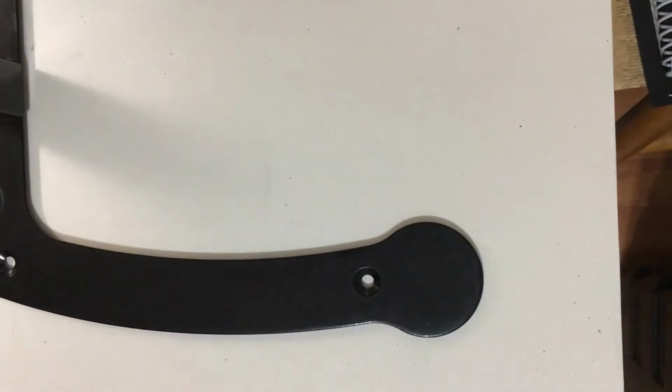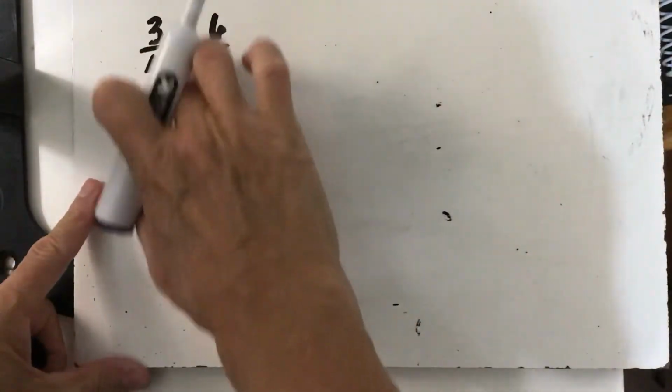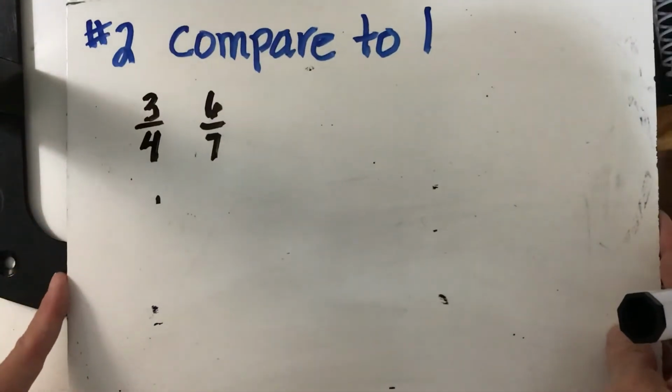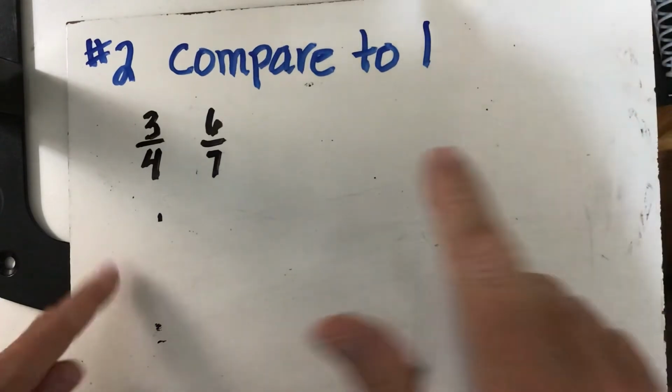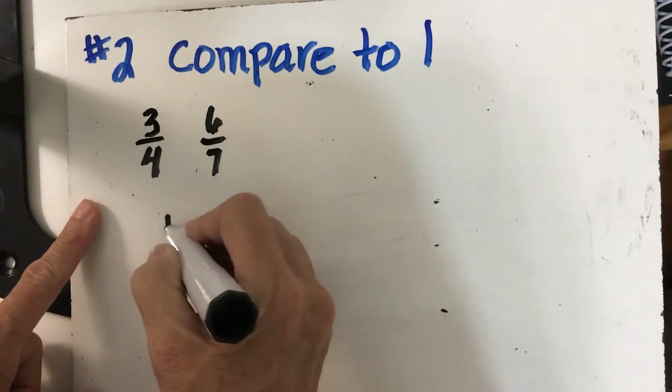Our second way we're going to compare fractions is by comparing it to 1. If our fractions are close to 1, like we have almost all the parts of the fraction but not all of them, we can compare it to 1. So here's my two fractions. I have 3/4. I'm going to put it on a number line.